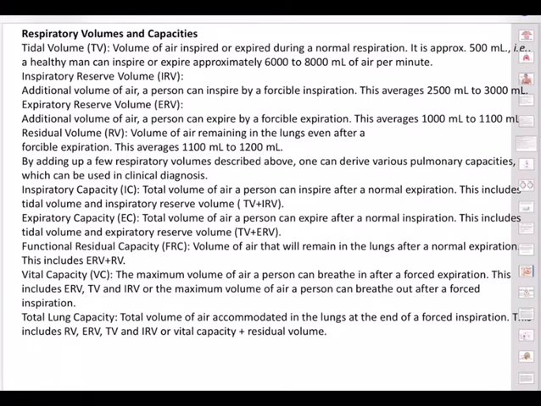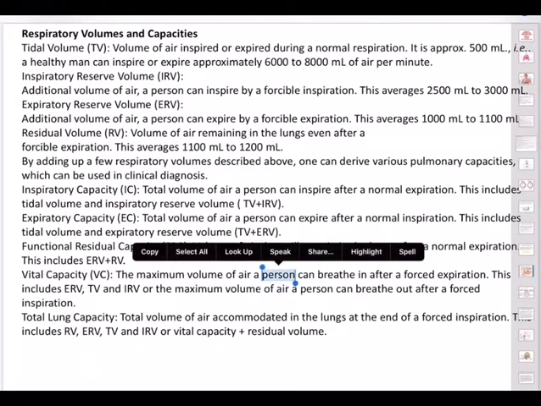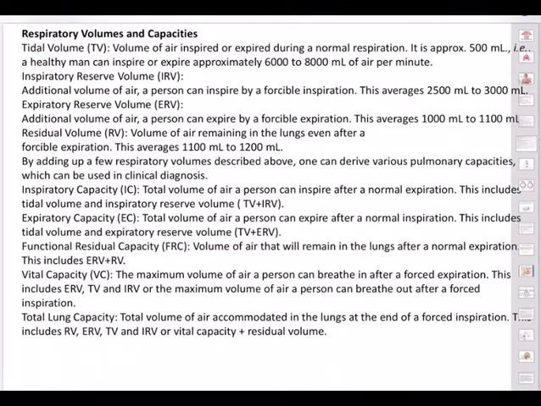Next, EC. EC is expiratory capacity. This is somewhere around 1500 ml to 1600 ml approximately, and IC should be 3000 to 3500 ml. This also you can note down. IC should be between 3000 to 3500 ml, and EC should be 1500 to 1600 ml.